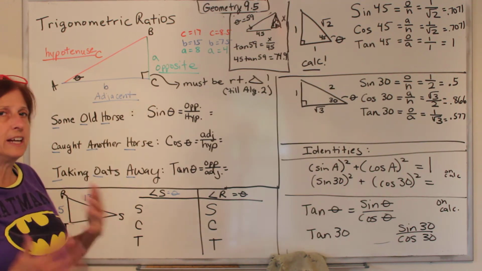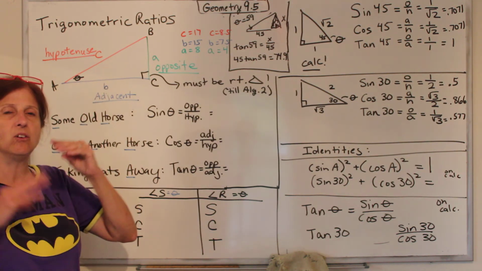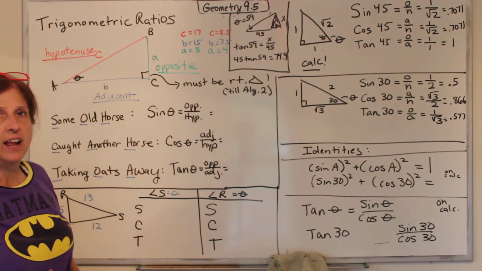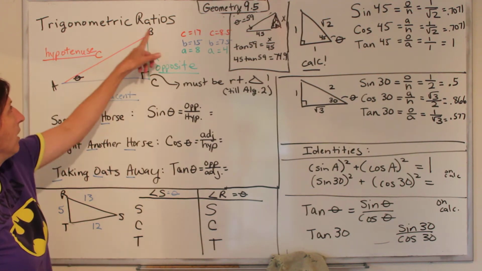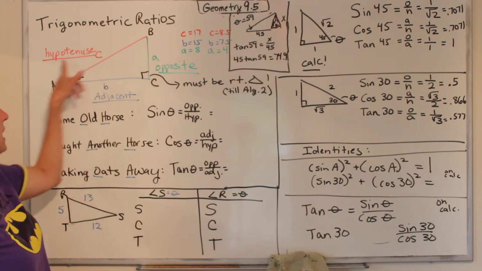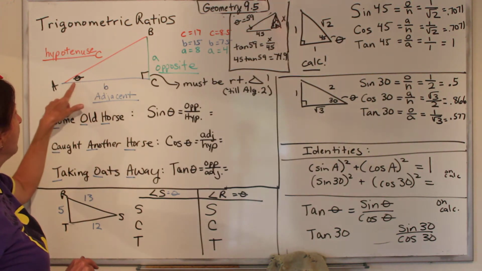There are ratios built into the relationship between the angles and the sides of a triangle, and it's this new math called trig. This is how it works. Here I have a triangle. The longest side is the hypotenuse. Easy enough.